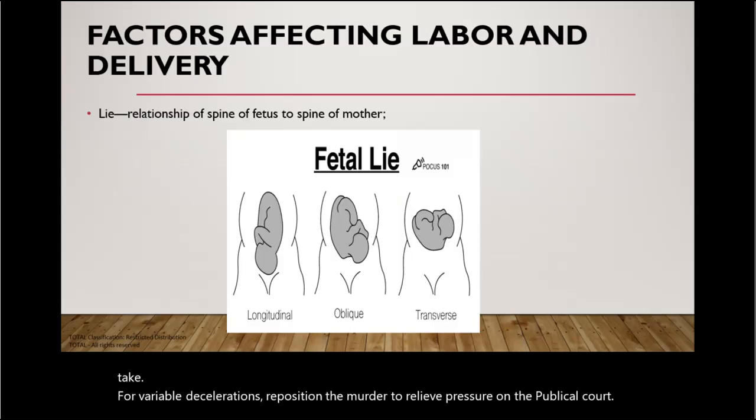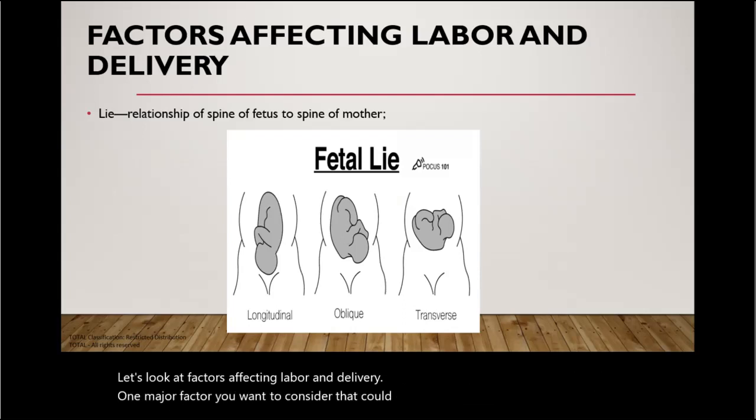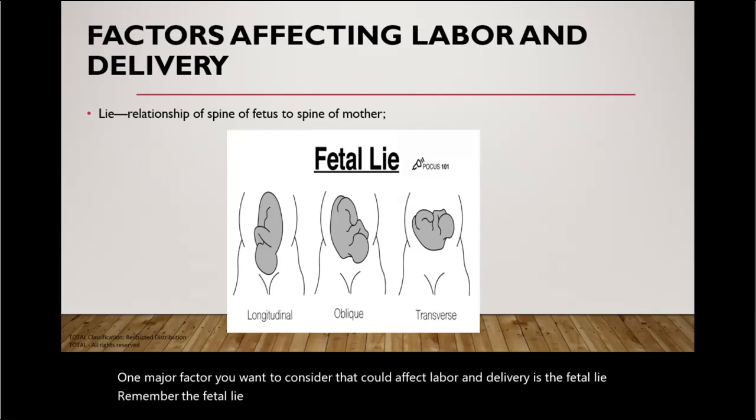Let's look at factors affecting labor and delivery. One major factor you want to consider that could affect labor and delivery is the fetal lie. Remember, the fetal lie is the relationship of the spine of the fetus, so this is the spine of the fetus to the spine of the mother.